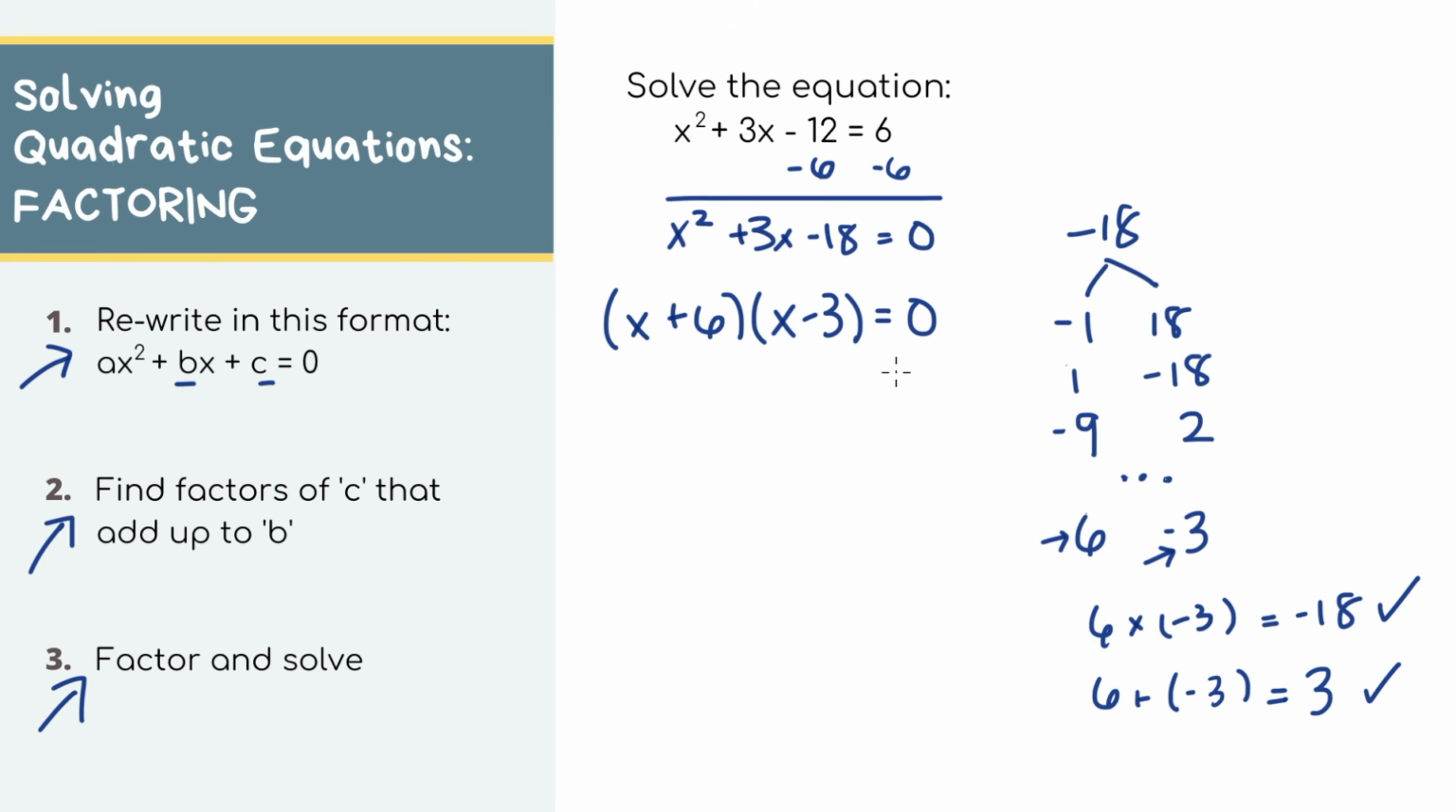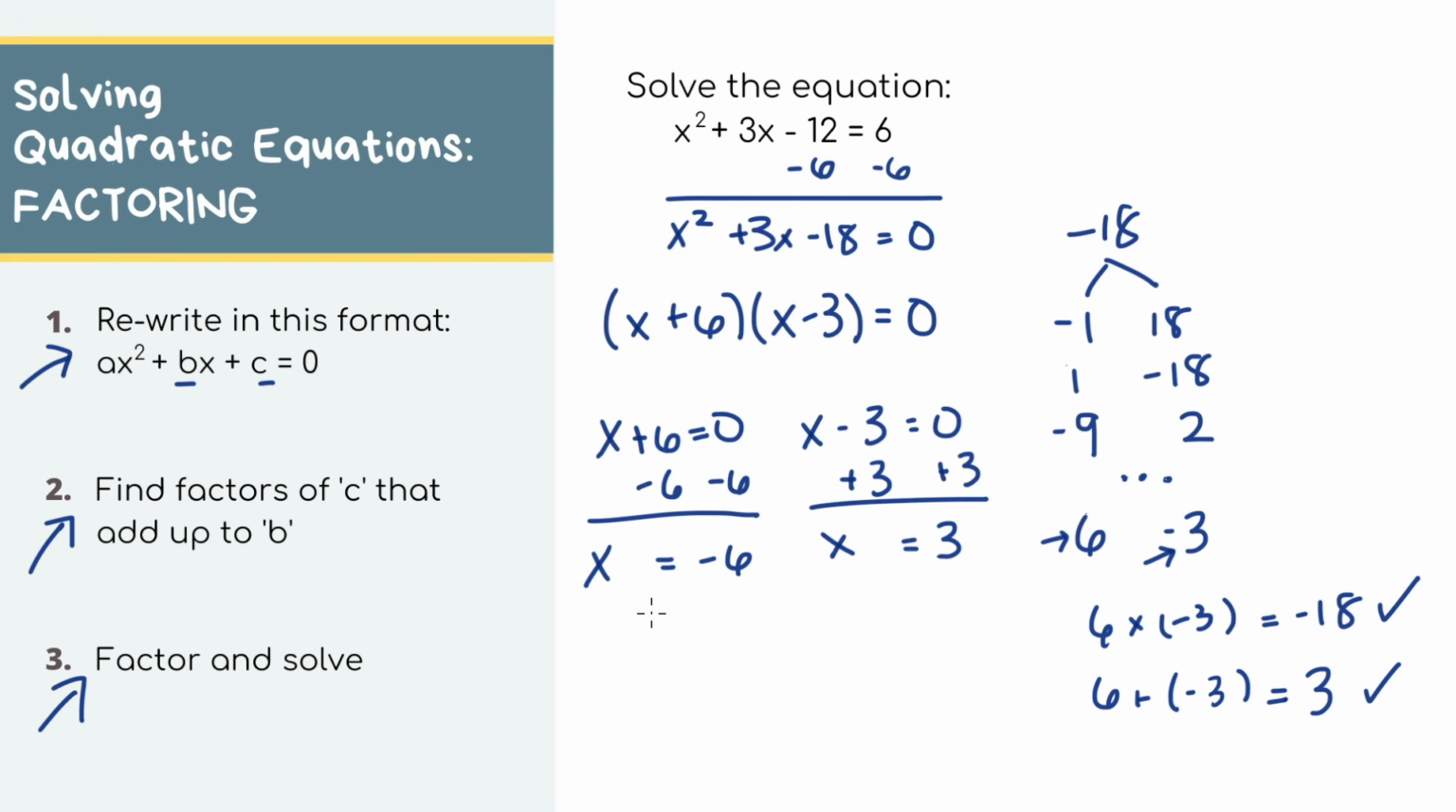So we have two scenarios. If x plus 6 equals 0, then the whole thing equals 0. And in our second scenario, if x minus 3 equals 0, then the whole thing also again equals 0. So we'll just have to solve for these two scenarios. When we solve, we'll get x equals negative 6 and x equals 3, which are our two final answers. You can also double check this by plugging it back into the original equation.